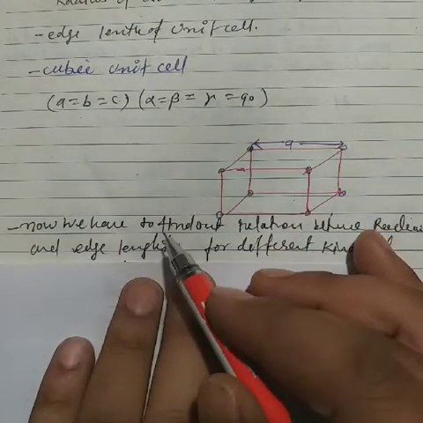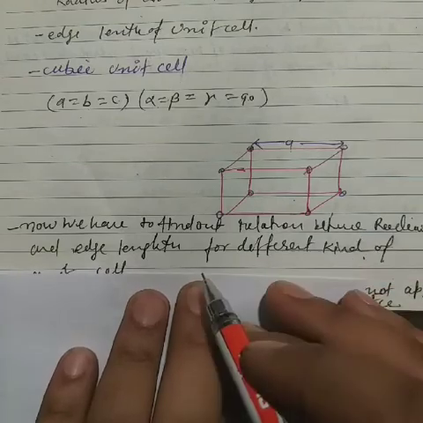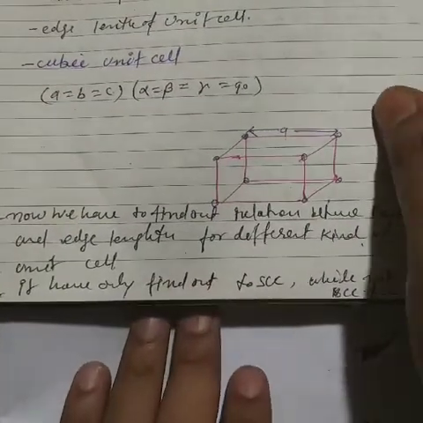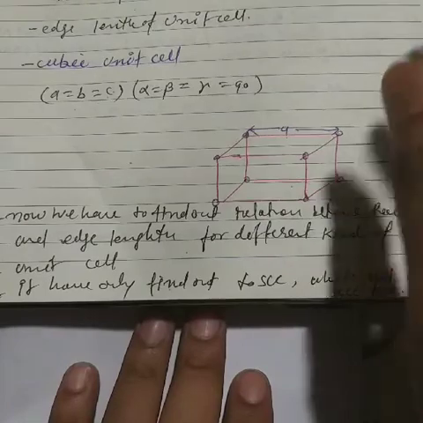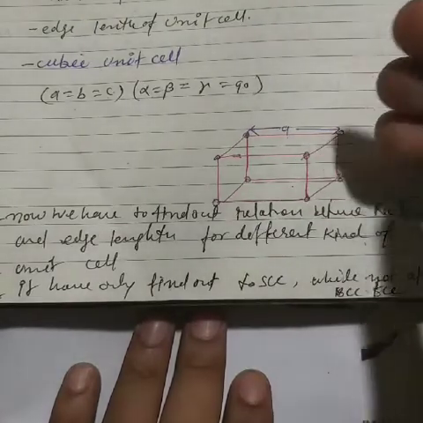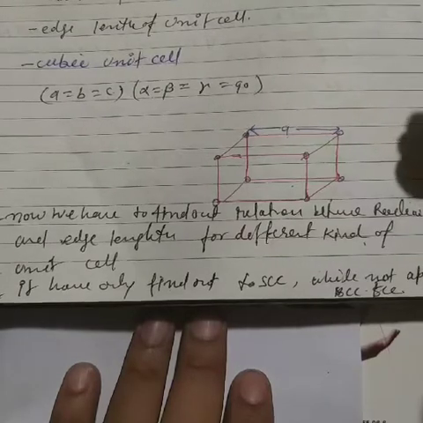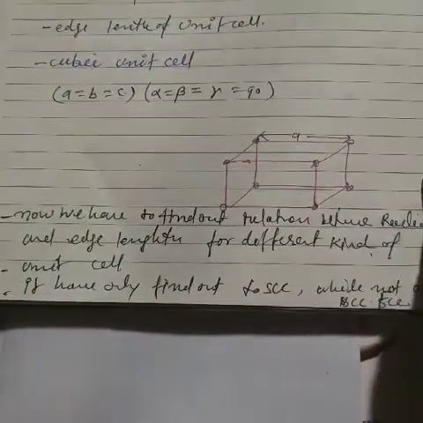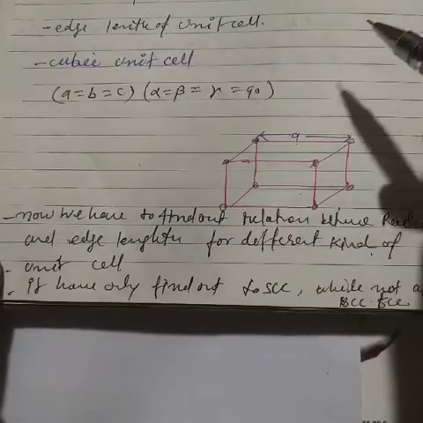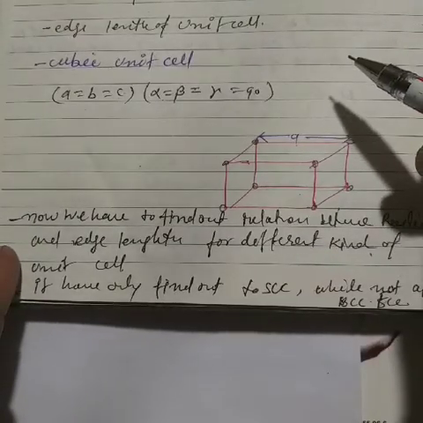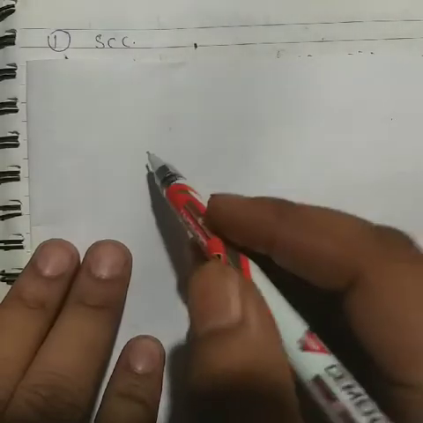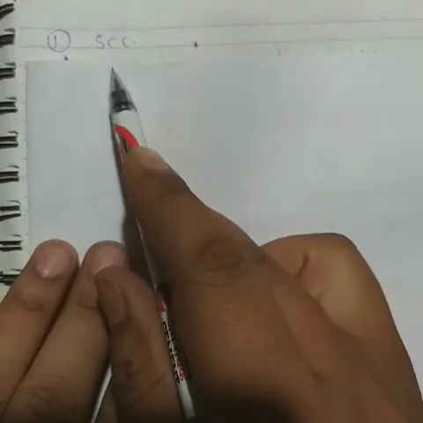Now we have to find the relations between radius and edge length for the different kinds of unit cell. But please note, students, first we will find it only for the simple cubic cell, that means SCC, not yet for BCC and FCC. First of all, we will calculate the relation between radius of atom and edge length for SCC, that means simple cubic cell.